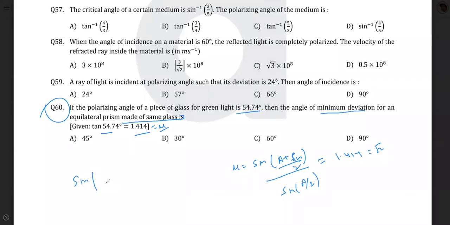1 by 2. So it is basically sine of (60 degree plus delta) by 2 is equal to root 2 into sine 30, which is 1 by 2. So this is 1 by root 2. Yes or no? And sine theta value 1 by root 2 है, तो theta is equal to what? 45 degree. है कि नहीं?